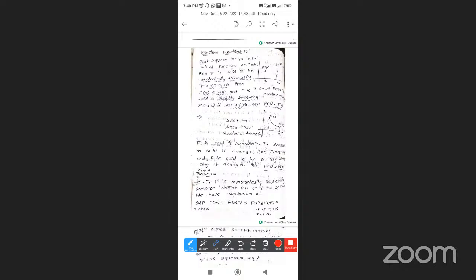This is a monotonic function. What is a monotonic function? Suppose f is a real valued function on an open interval (a, b). Then f is said to be monotonically increasing if a is less than x, less than y, less than b, then f of x is less than or equal to f of y. That is, if x1 is less than or equal to x2, this implies f of x1 is less than or equal to f of x2.